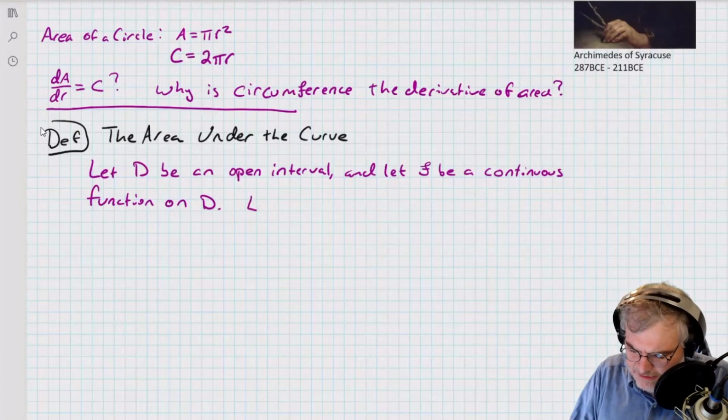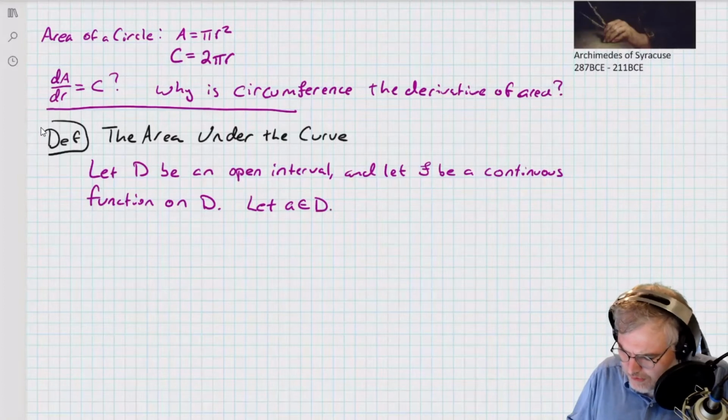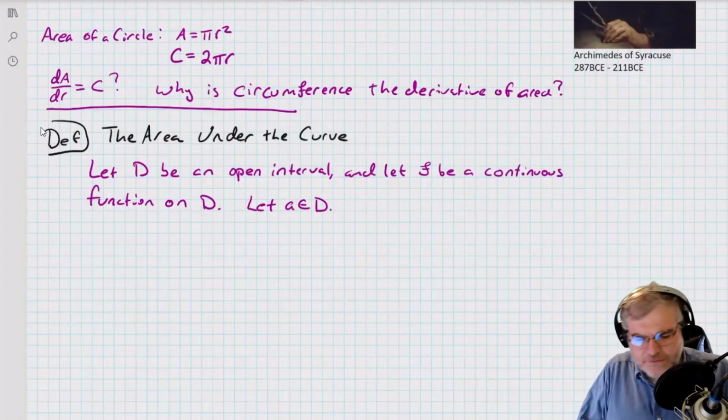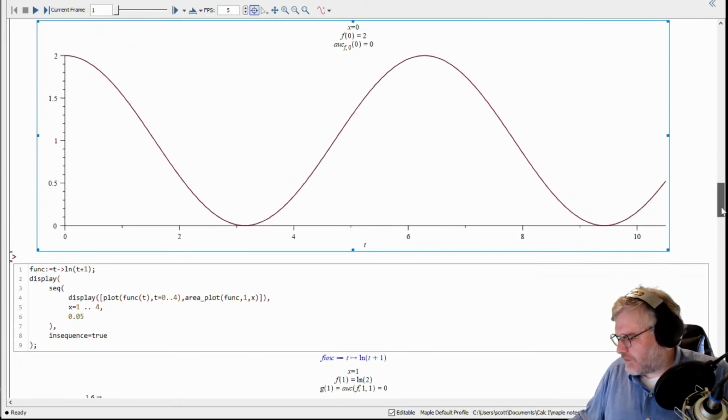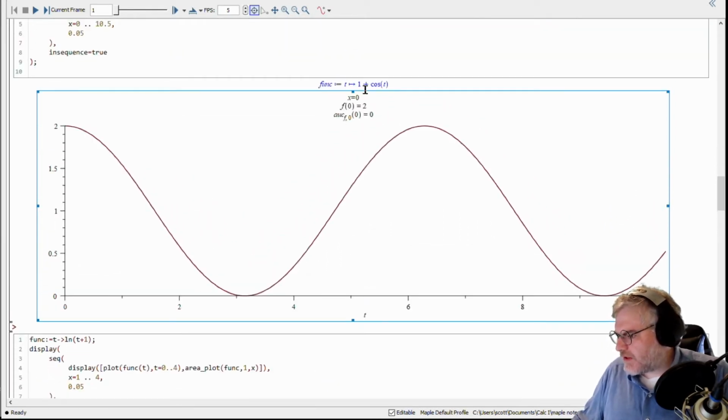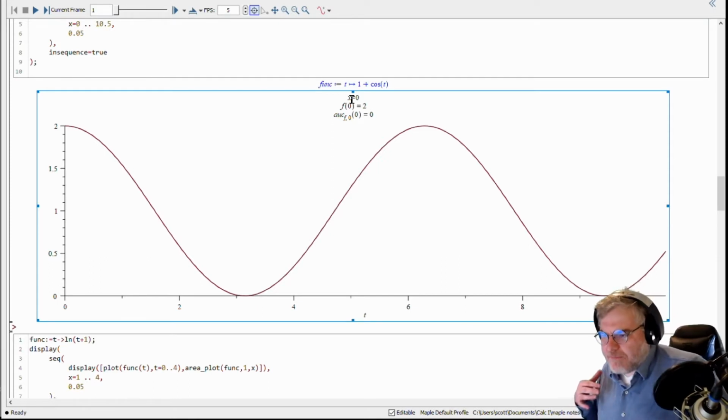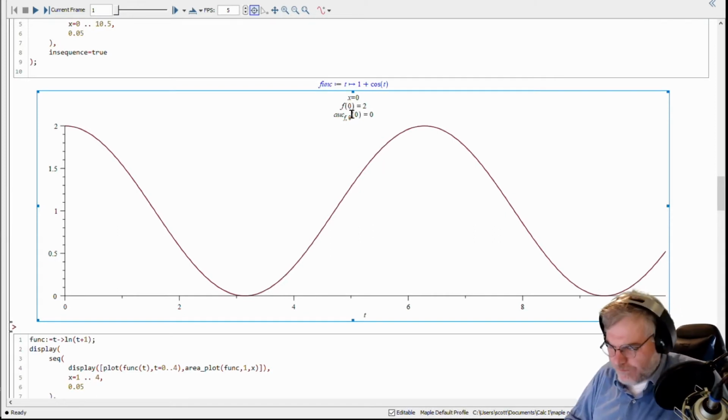And then let A be some point in D. So here's my idea. I've got this function here. For some reason, the double tap is not moving. This particular function is 1 plus the cosine of t. And then I have a base point. In general, my base point is A. Here, my base point is 0.